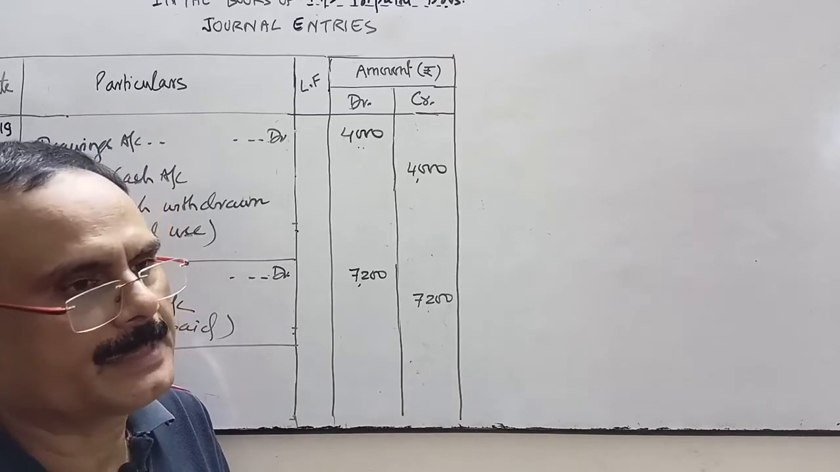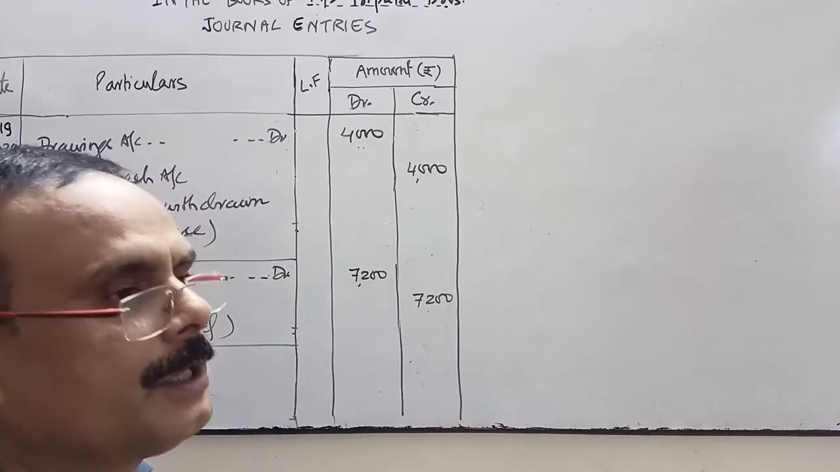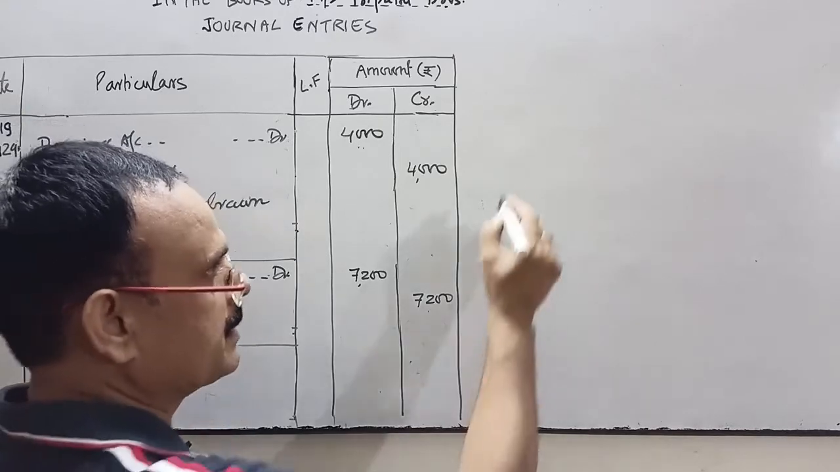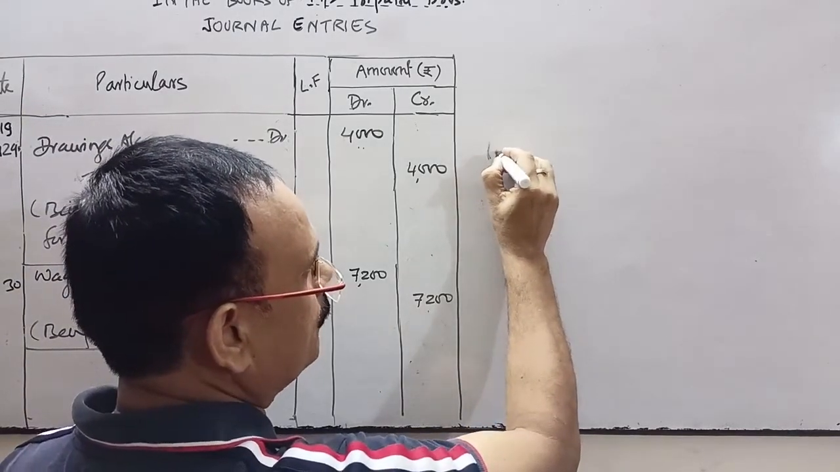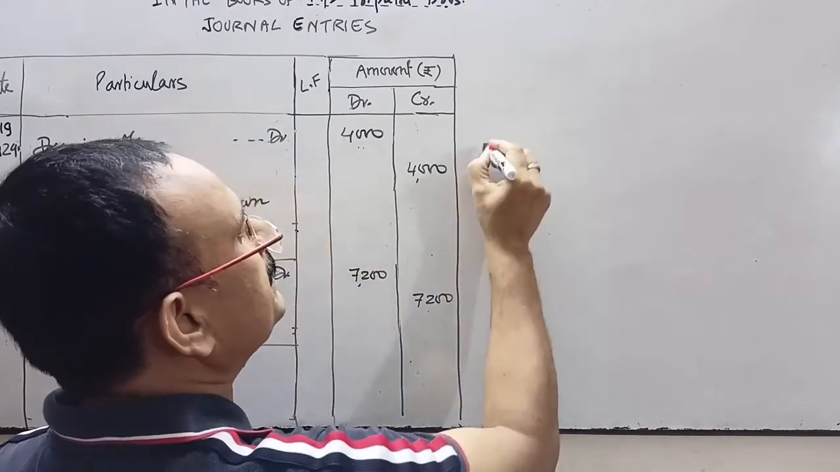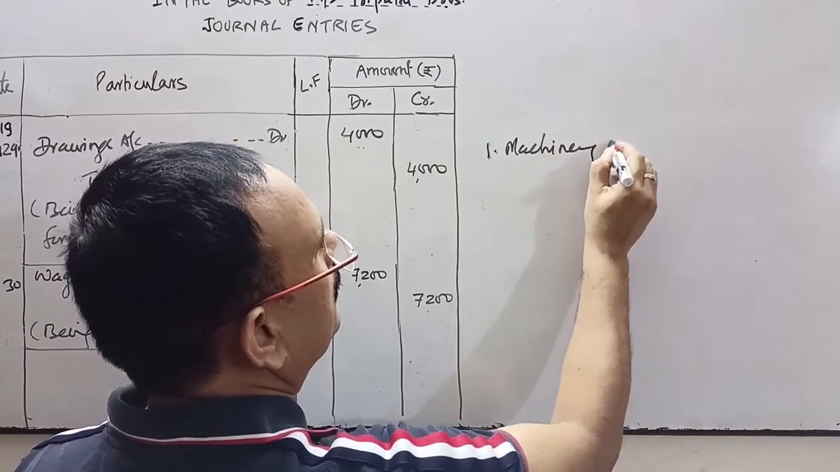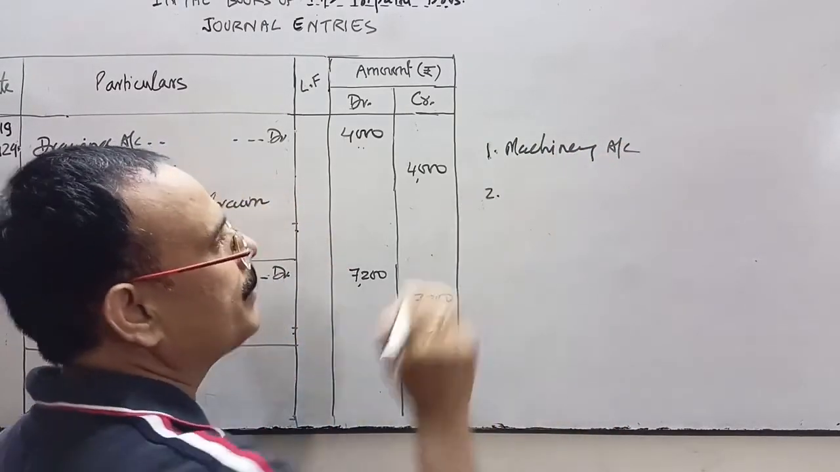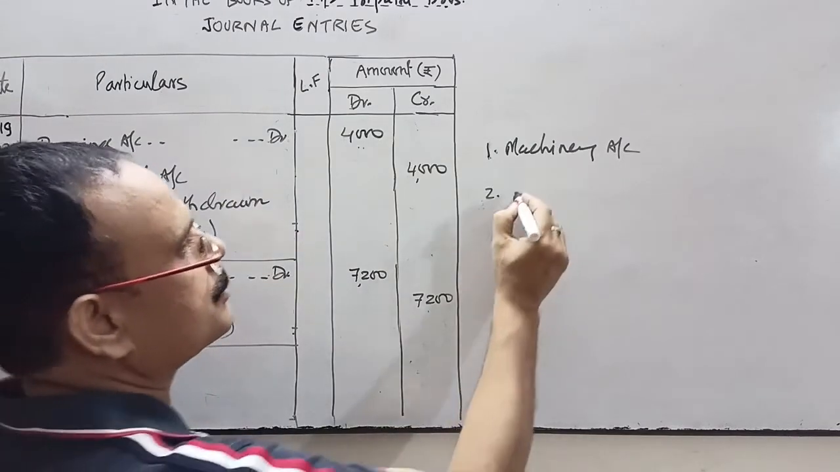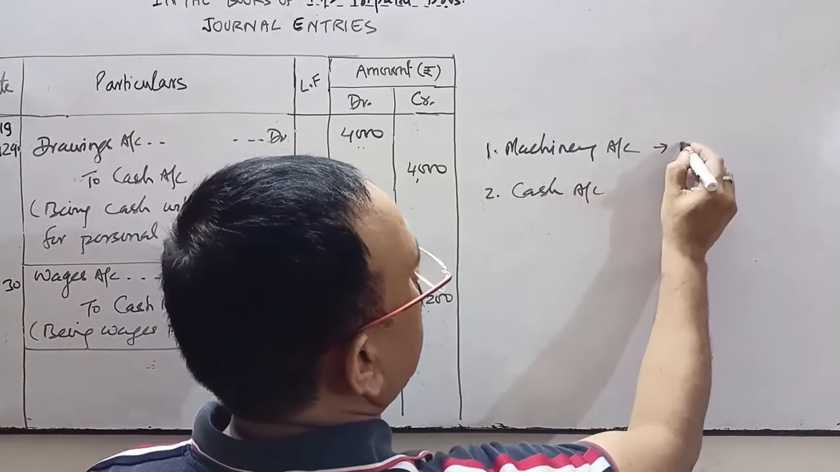So here I am considering it, the machinery is not for resale, machinery is for use in the business. Then we will open which account? We will open the machinery account. And the second account will be, paid, bought machinery for cash, so cash account.